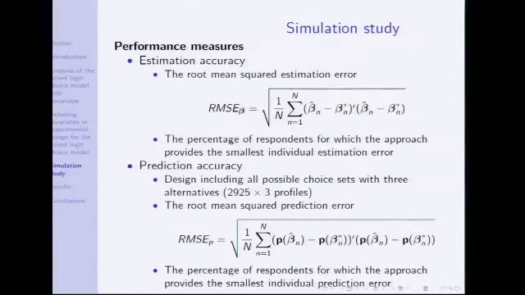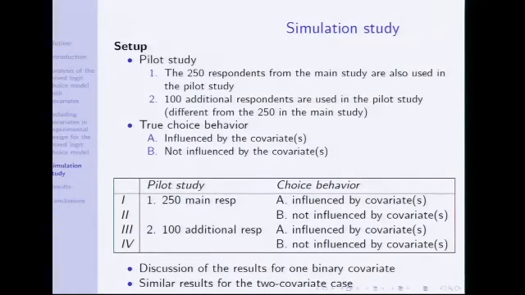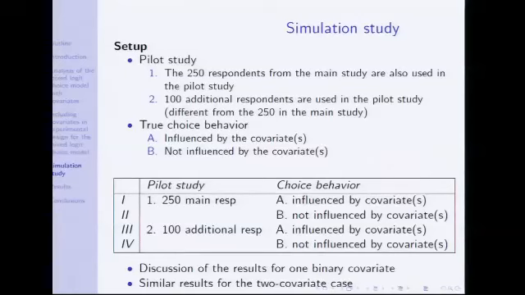Then for the true choice behavior, we assume that it's either influenced by covariates or not. We considered this B scenario, so the case where the true choice behavior is not influenced by the covariates, to verify what the effect is on the estimation accuracy when we use covariate information that in reality is actually not of use, so that does not influence the choice behavior. In the paper we had 2 parts, one part with 1 binary covariate, the other with 2 binary covariates, but here I will only discuss the 1 covariate case, as the results from the 2 covariate case are similar.